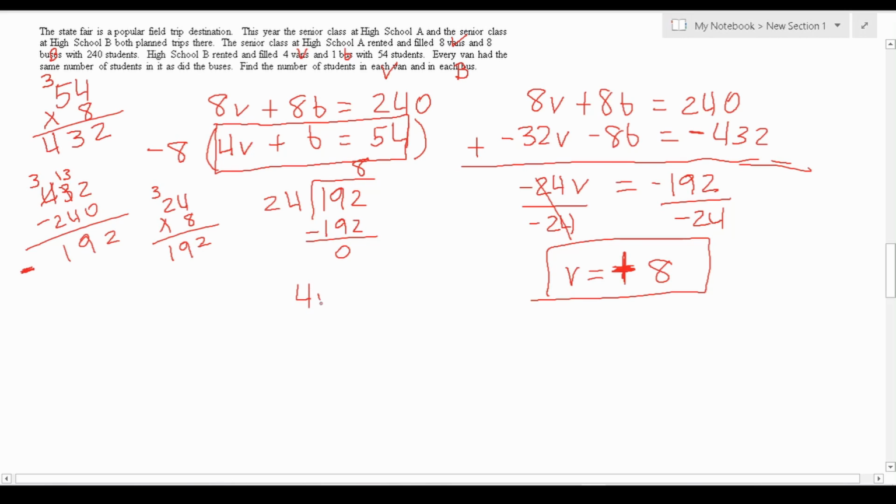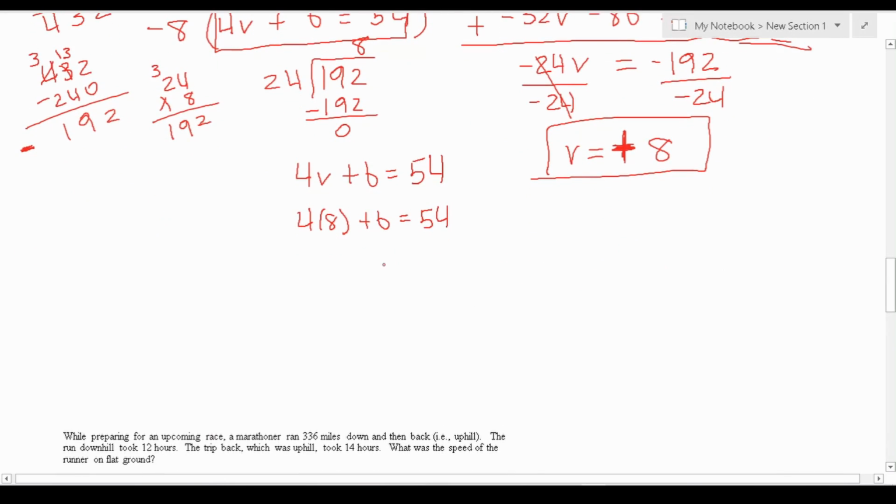It's 4v plus b equals 54. And again, we know what v is, so we're going to plug that in accordingly. 4v is 8, so let's plug that in. Plus b equals 54. Now we're solving for b. 4 times 8 is 32, plus b equals 54. Subtract 32 from both sides. This crosses out and leaves me with b equals 54 minus 32.